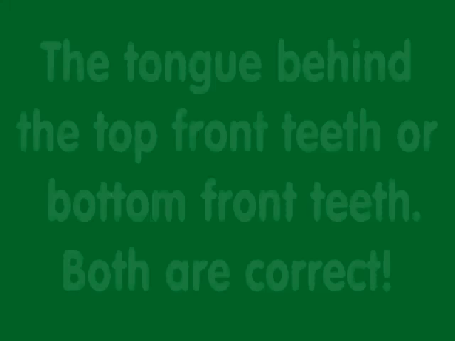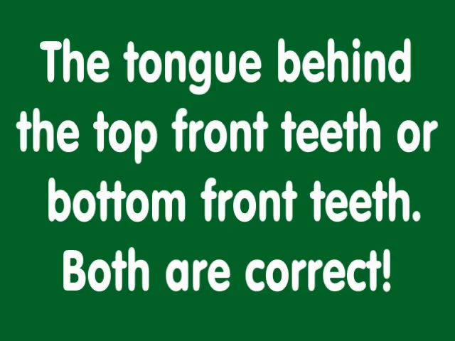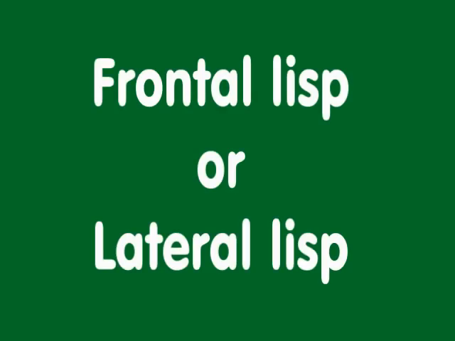Some people produce the S below the bottom front teeth. Either way is correct as long as a correct sounding S is produced. When a child does not produce a correct S sound, it is usually because they are saying it with a frontal lisp or a lateral lisp.